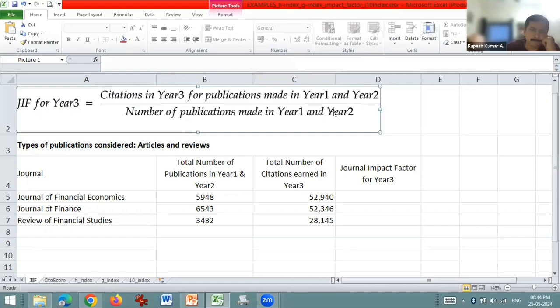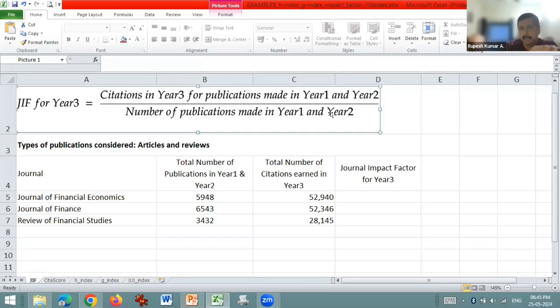You can see that for the purpose of calculation, citations received during year 3 are being considered. But the publications are made during year 1 and year 2. So to replace them with the real values, citations received in 2023 will be considered for the articles published during 2021 and 2022.